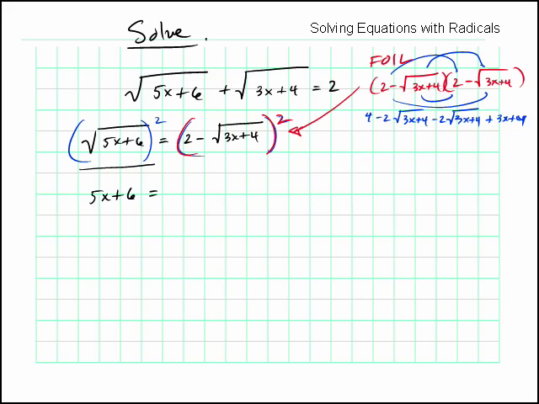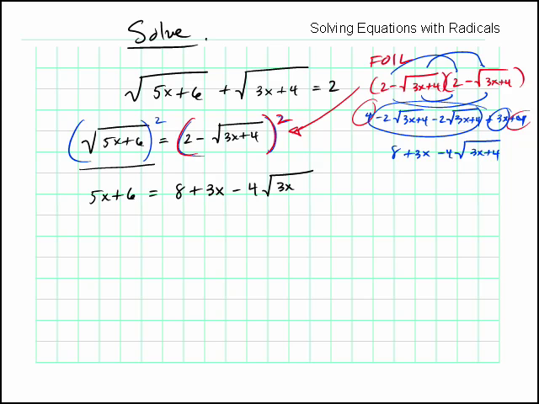Simplifying a little bit here, I've got a 4 here and a 4 there. That is 8 plus a 3x. And then I can combine these like terms. That's minus 4 radical 3x plus 4. And so finally, this side is 8 plus 3x minus 4 square root of 3x plus 4. Good. Foiling this sort of thing out is the hardest part of this type of equation.